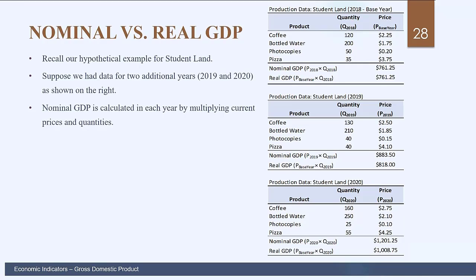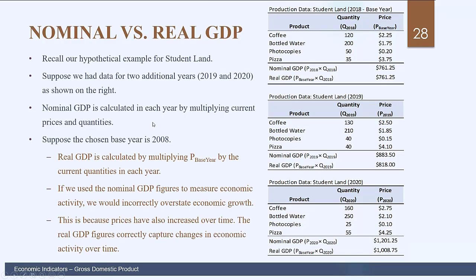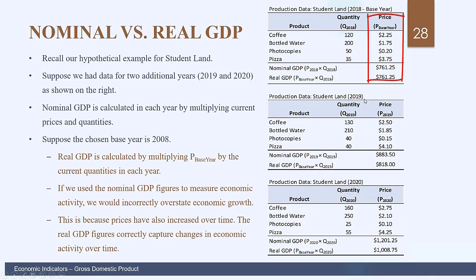Here, we're going to keep things simple and pick the base year to be 2018, which is the year in which our data begins. In order to calculate real GDP, we need to multiply the base year prices by the current quantities in each year. In 2019, to get real GDP, we're going to take these quantities here, 130, 210, etc., and multiply them by the respective prices in the base year, okay? And when we do that, we will get a value of 818.0.